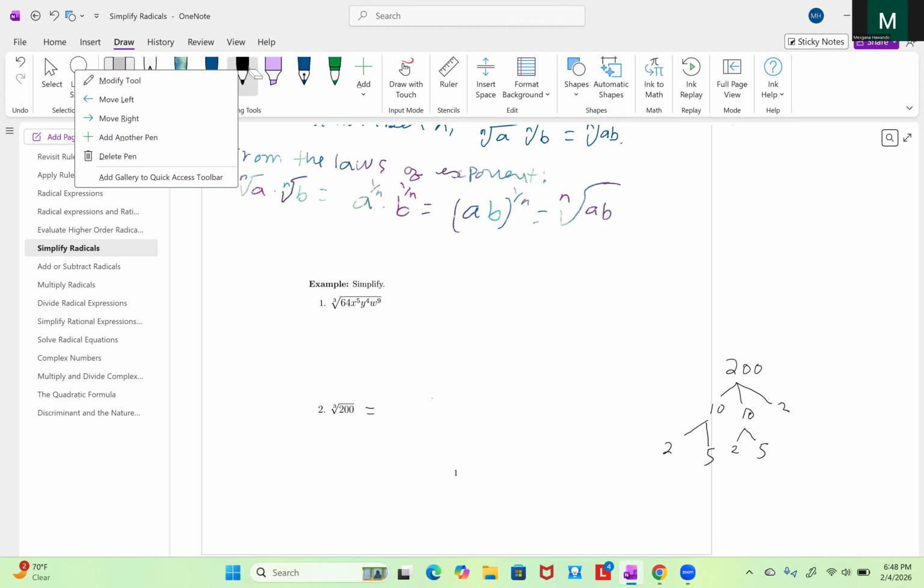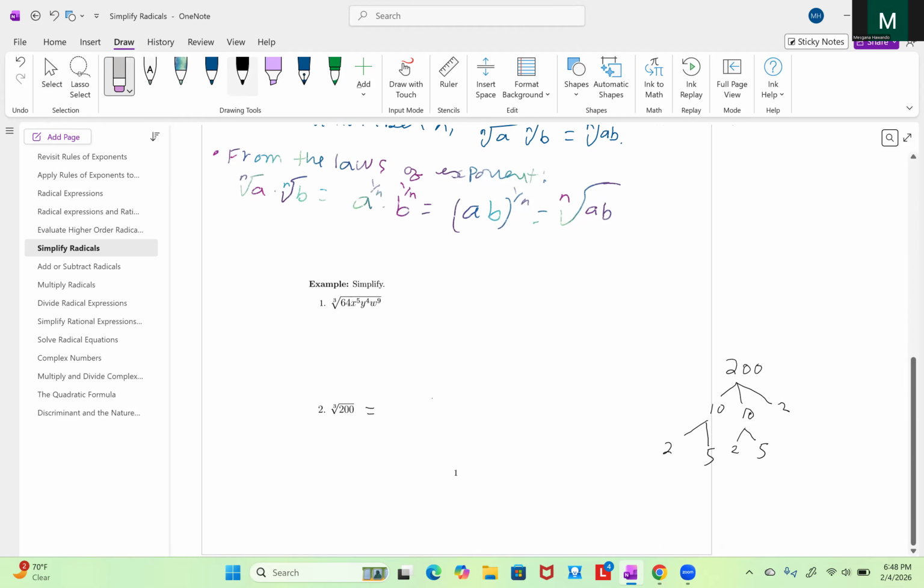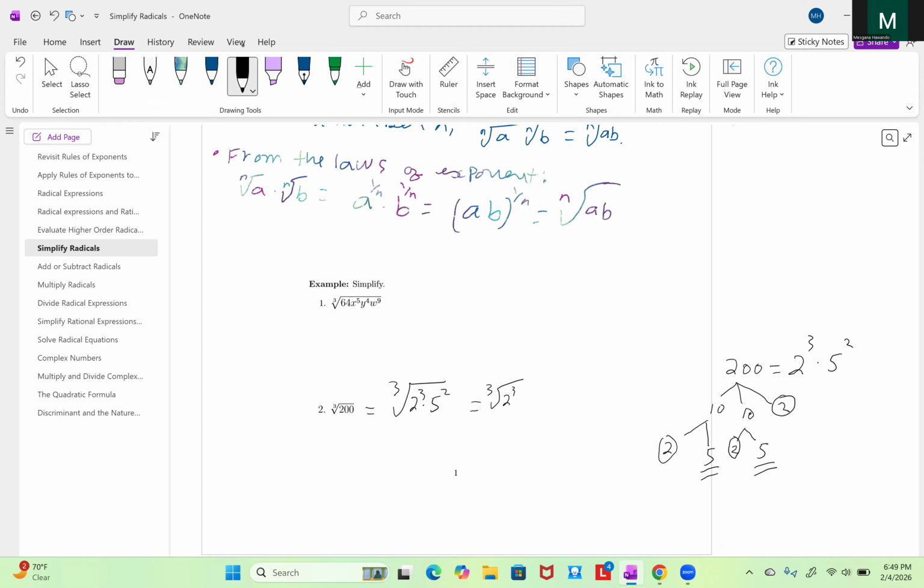So 200 is equal to, we have 2 occurs as a factor 3 times, 2 to the power of 3, and 5 occurs as a factor 2 times, 5 squared. So we can write this as the cube root of 200 is equal to the cube root of 2 cubed times 5 squared. So this here is equal to the cube root of 2 cubed times the cube root of 5 squared.